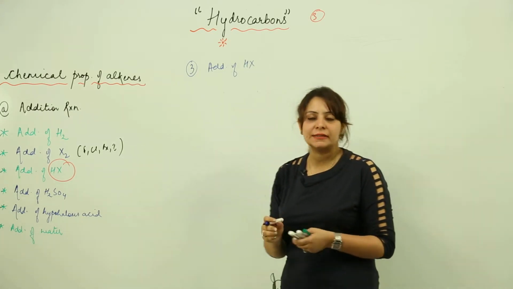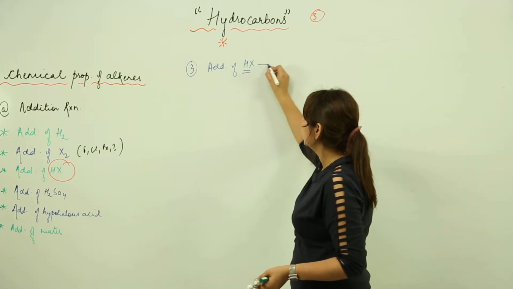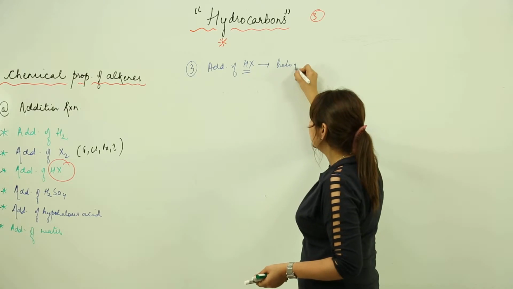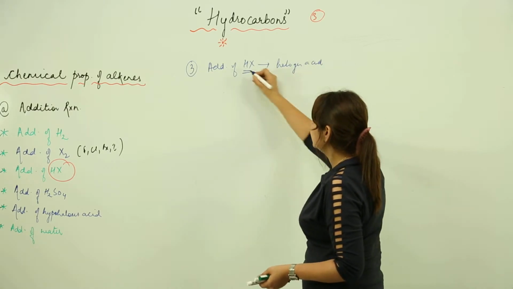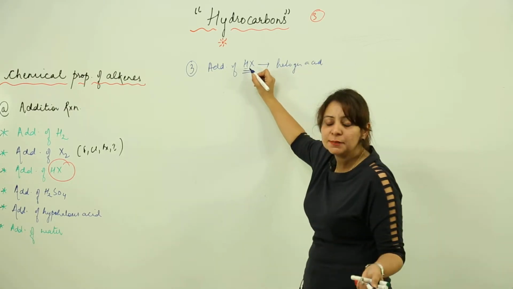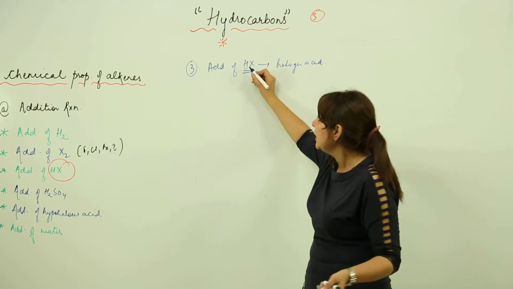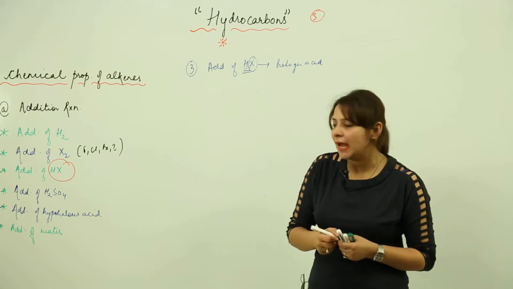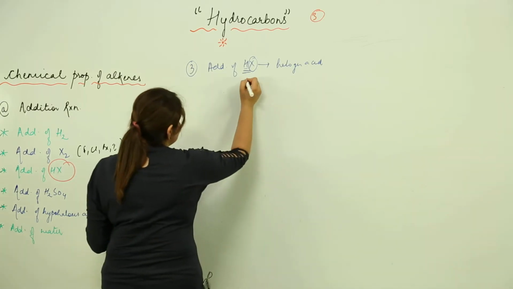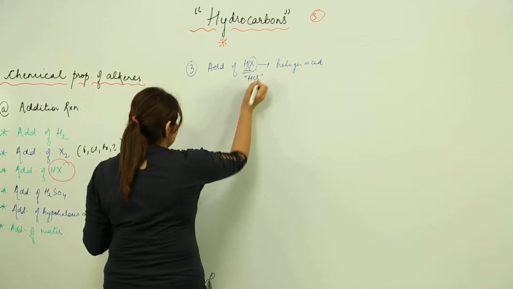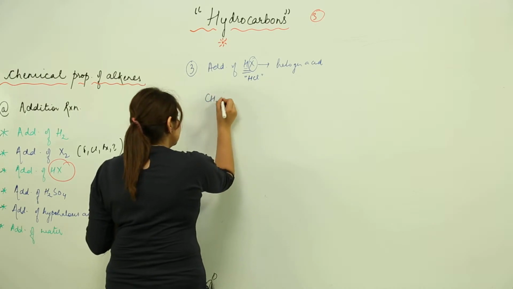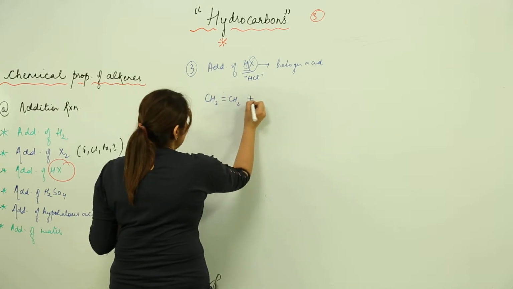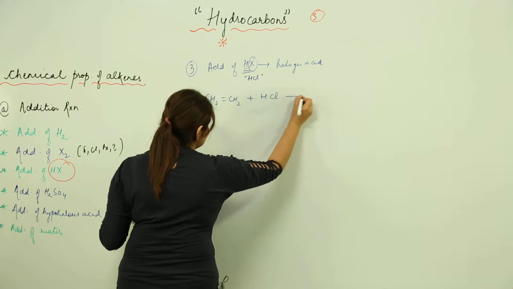What is HX? HX is a halogen acid. Obviously any substance which possesses H is an acid, and X refers to fluorine, chlorine, bromine, iodine, that means it is a halogen acid. So let's take an example, HX as HCl. This is my ethene, and I am going to add HCl to it.